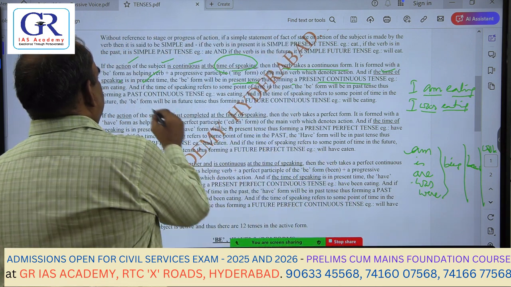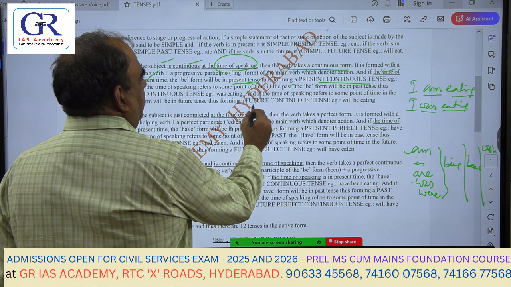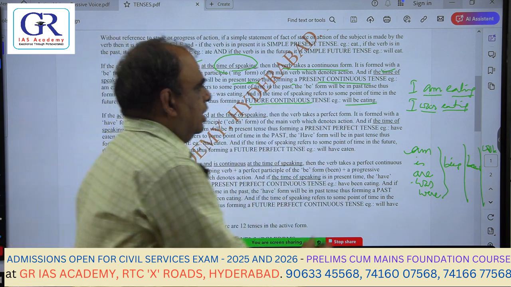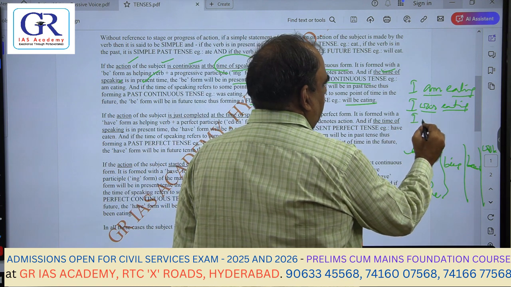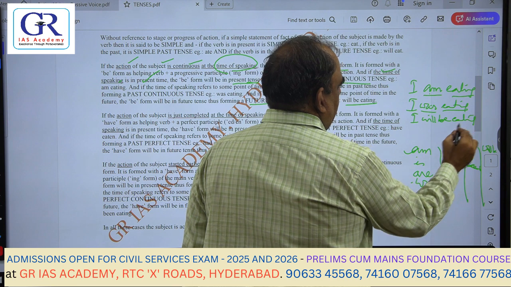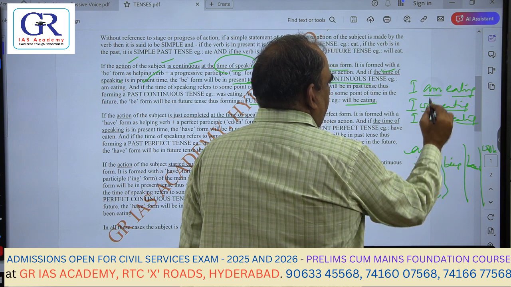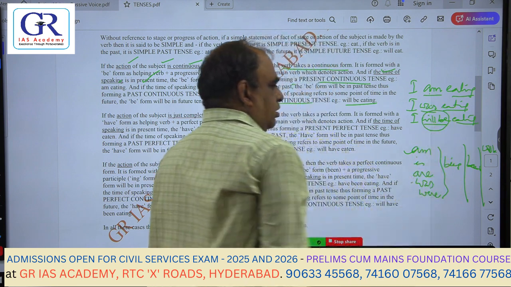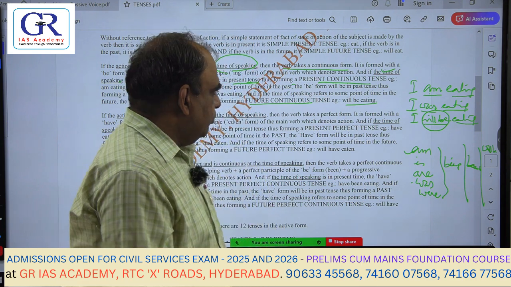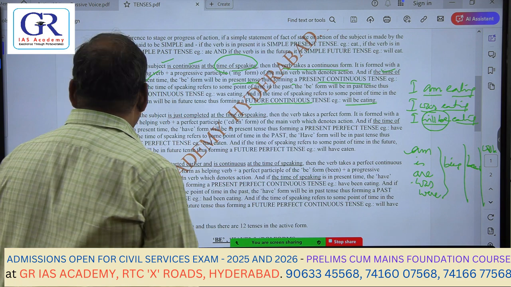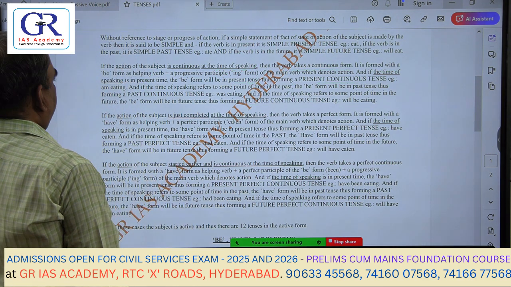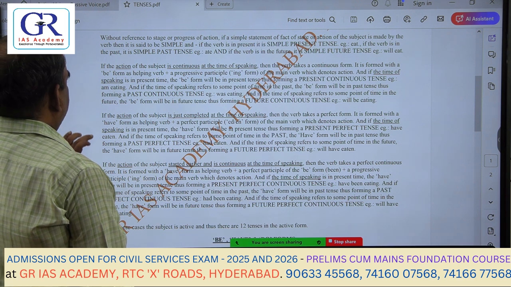Similarly, if it is in the future tense, it will become future continuous, that is will be eating. I will be eating. If it is in the future, eating remains same, and the B form takes will be form. Okay? And then having completed the continuous tense, now let us go to perfect tense.